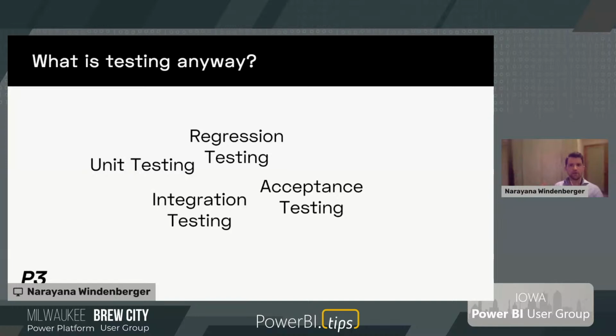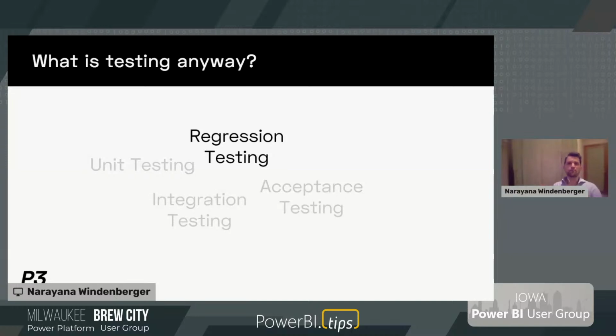Integration testing would be more of how do you bring all those components together and make sure they work together and that the car runs. Acceptance testing would be having a driver get in the car and drive it and make sure that they are happy with that experience. And then regression testing, which is going to be the focus of our talk today, is how do you prevent features that you've created in the past from breaking when you add new ones. So how do you prevent regressions from happening?